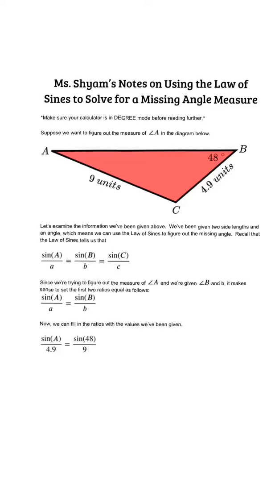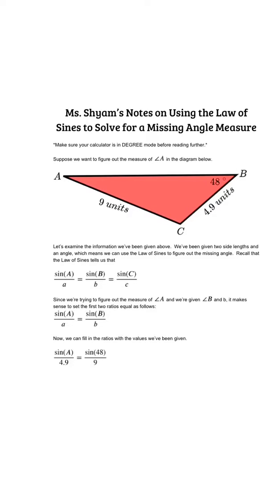Hi everyone. So in a previous video, I went over how we can use the law of sines to solve for a missing side length of a triangle when we're given two angles and a side length of the triangle. Now in this video, I'm going to show you how we can solve for a missing side or angle of a triangle when we're given two sides and a non-included angle.